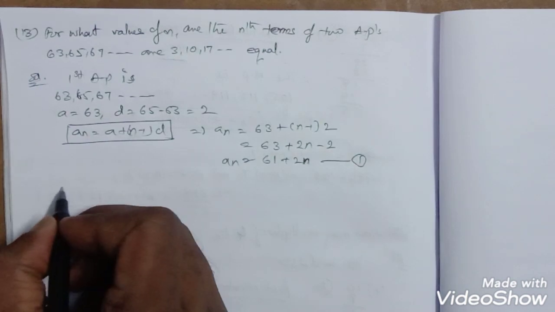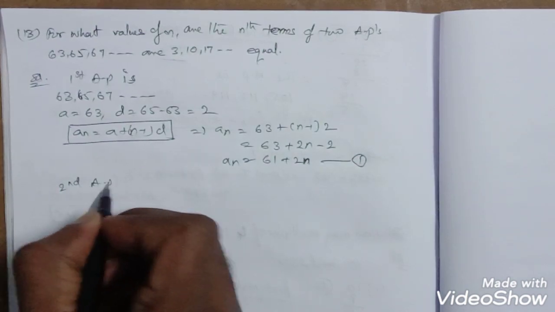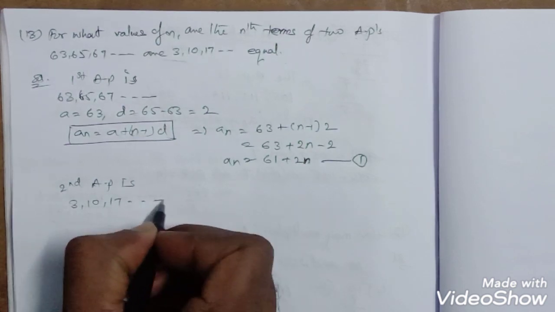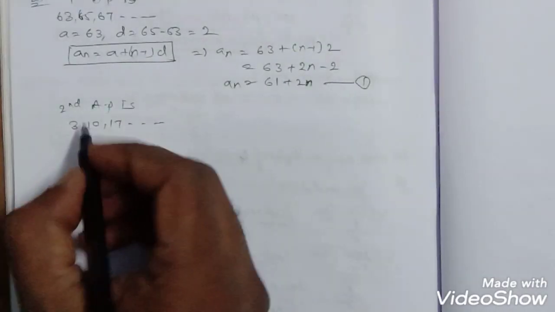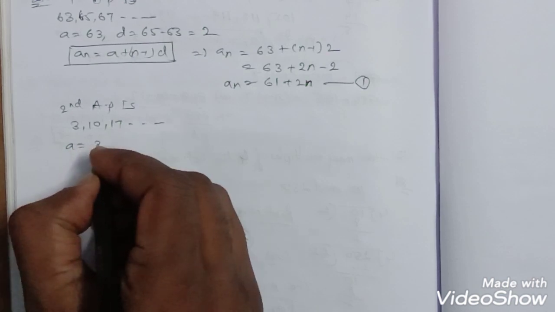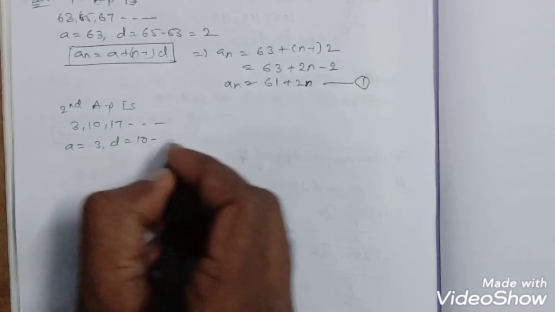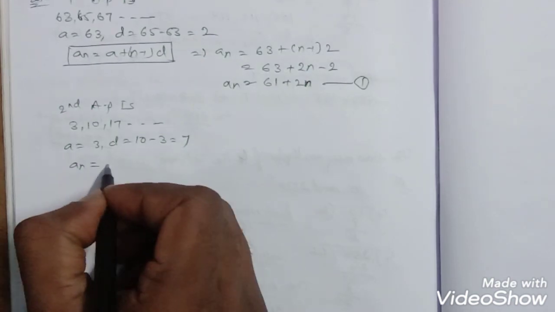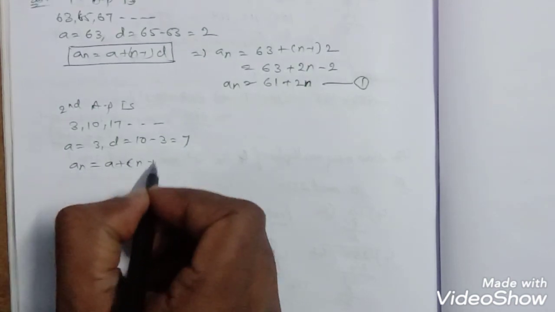Next, coming to the second arithmetic progression. The second arithmetic progression is 3, 10, 17 and so on. For that, what is a? So a is given as 3 and d is given as 10 minus 3, that is 7. Next, substitute in your formula, an is equal to a plus (n minus 1) into d.